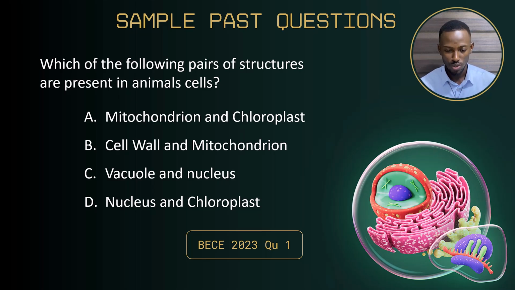This question is a 2023 question, just some few years ago. Question number 1. So if you see this question in your final year exam, that is a bonus. Which of the following pairs of structures are present in animal cells? So what is the answer? Write it in the comment section.